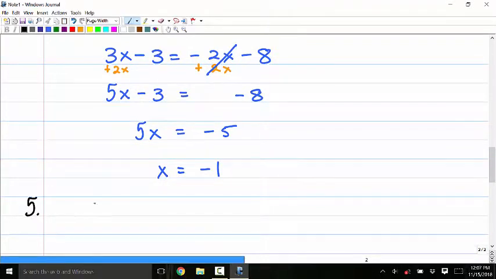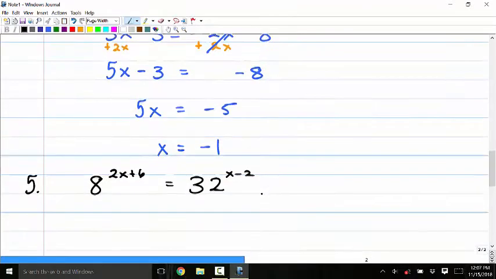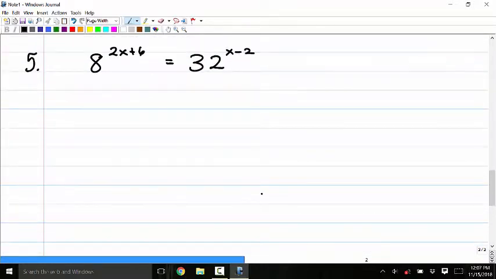Number 5. 8 to the 2x plus 6 is equal to 32 to the x minus 2. Both sides can be written as powers of 2. 8 is 2 cubed, and 32 is 2 to the 2 times 2 is 4, 8, 16, 32. So 2 to the 5th is 32.